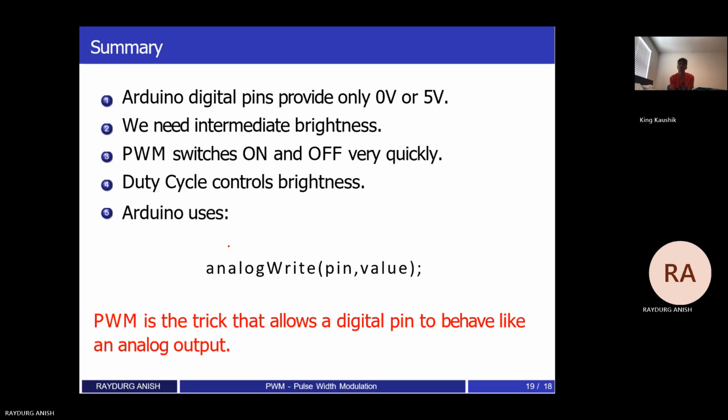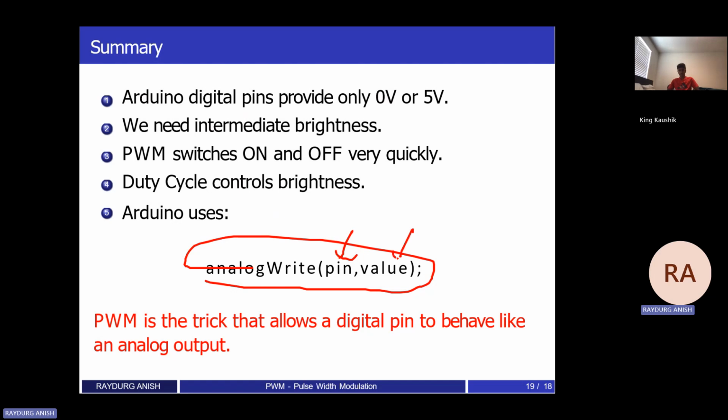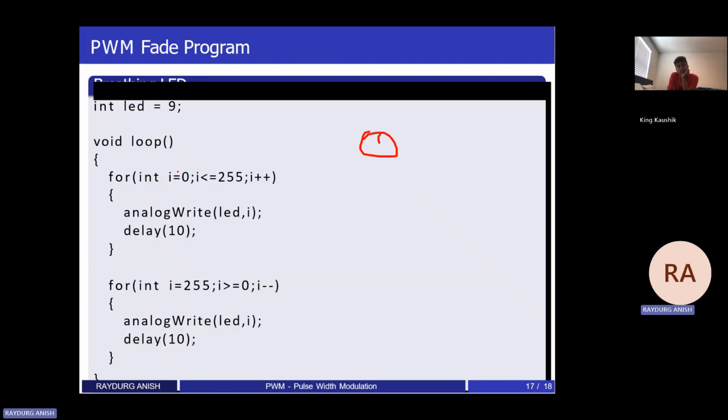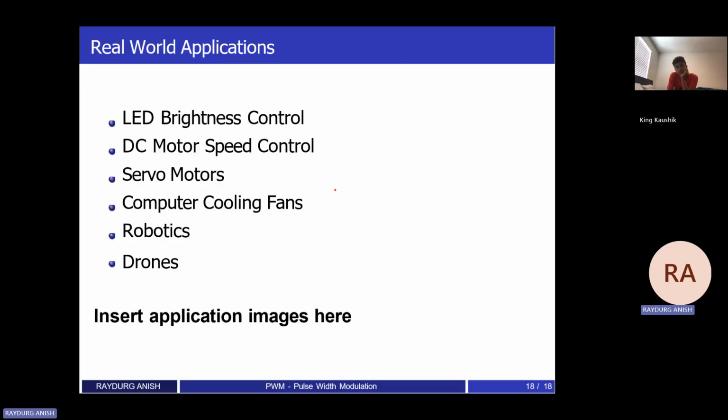And yeah, the takeaway is this function. It takes the pin and then the value, and the rest is your skills. Use a for loop, a while loop, use whatever you want, and then play with it.